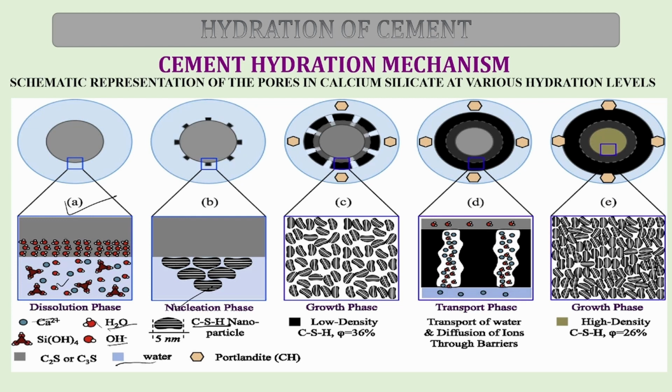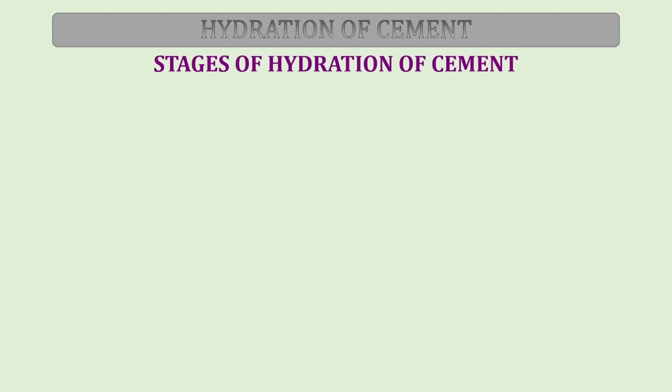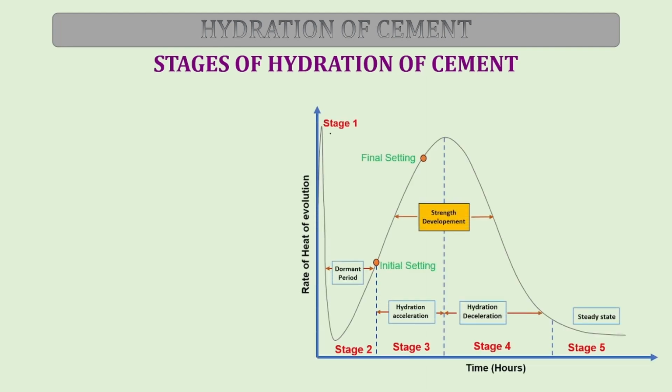Now, the process of hydration continues for a longer period of time until water and unhydrated compounds are present in the cement phase. So, if we go here, the first one says the dissolution phase, then the second one is the nucleation phase, then the growth phase, then after this setting, we can transport it wherever it is required, and then the growth phase, which takes a longer duration of time. So, these are the various stages of hydration of cement. Let's discuss all the stages in detail.